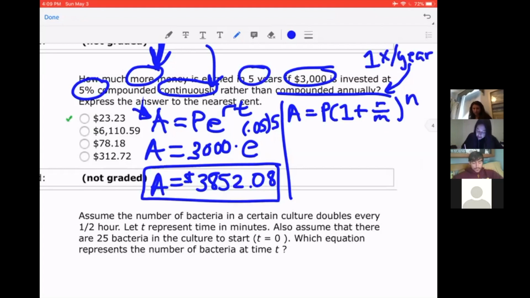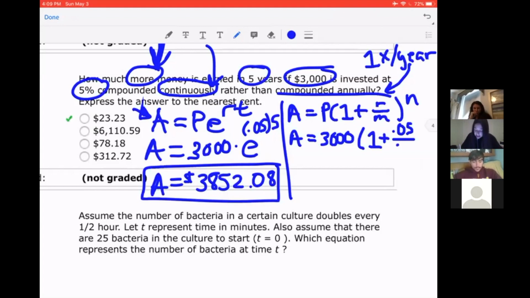So now to fill this in, my principal is still $3,000. That's still what I'm investing. My rate is still 0.05. It's still 5%. This letter m, there in the denominator, is how many times it's compounded a year.